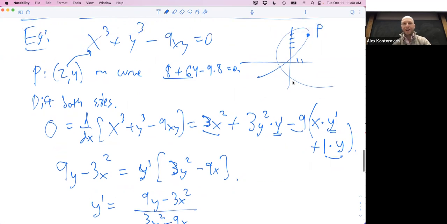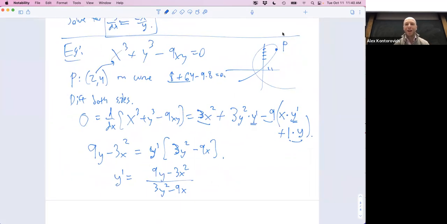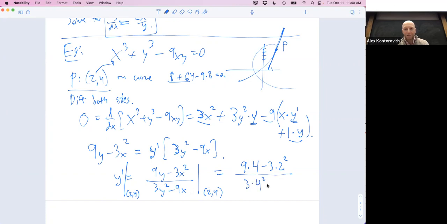And the question is, I didn't specify what the question was. The question is, what's the slope of the tangent line at P? So I want to evaluate this at the point (2, 4). That's our point P. So what is that? That's 9 times y, which is 4, minus 3 times x, which is 2, squared, all over 3 times y squared, that's 4 squared, minus 9 times 2. That is some number. That number is the slope.